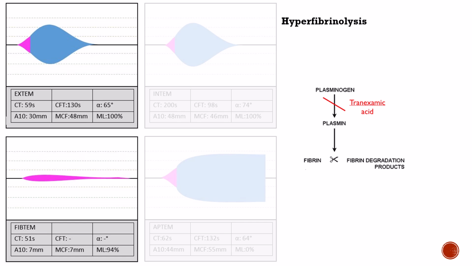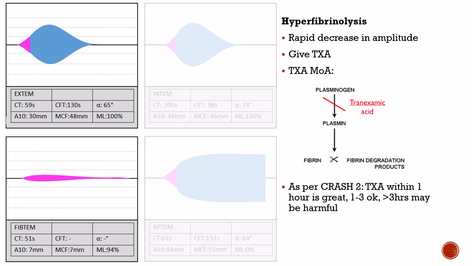This one looks very different again. It looks like it started out well and then it's very quickly petered off. This is hyperfibrinolysis. So the problem here is that your fibrin is being degraded. What you need to do is give tranexamic acid. Tranexamic acid stops plasminogen from being activated into plasmin. Plasmin breaks down fibrin clots. So stop the fibrin degradation by giving tranexamic acid.